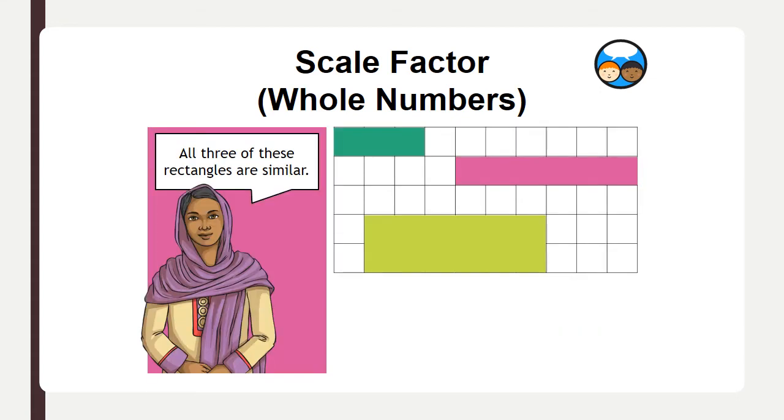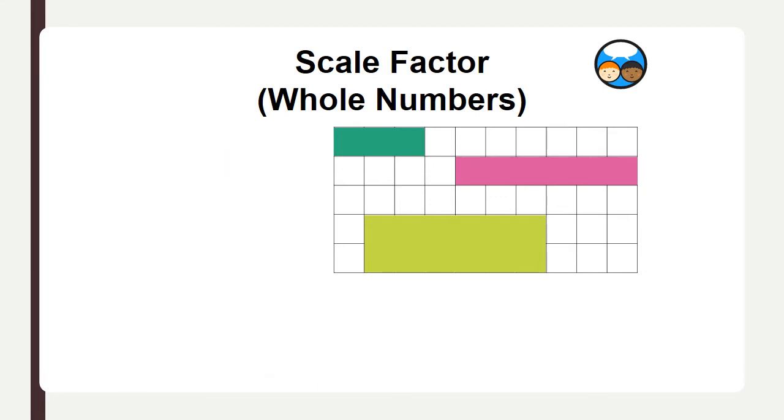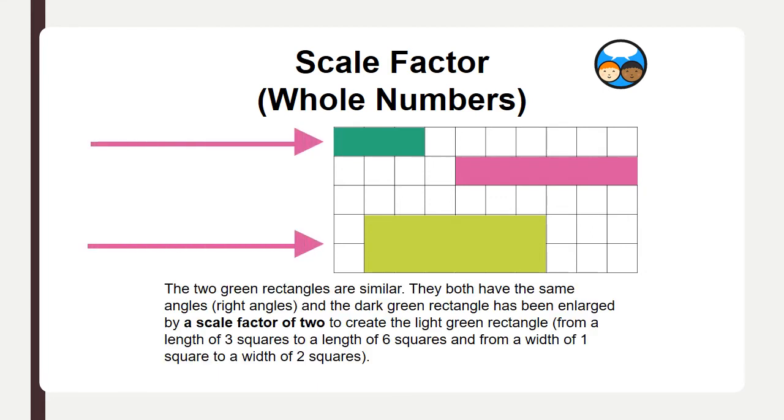Now, this lady here says all 3 of these rectangles are similar. Do you agree? Pause the video here and write down your reasoning. Brilliant. So, sadly, she is incorrect. They are not all similar. Instead, only the 2 green rectangles are similar.